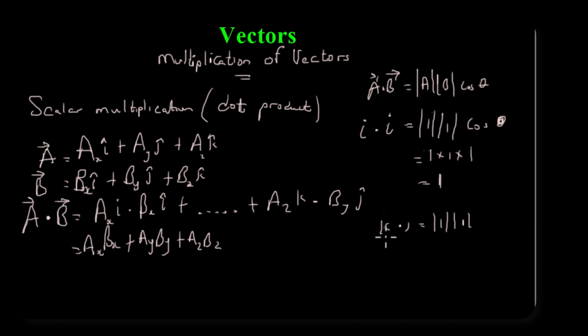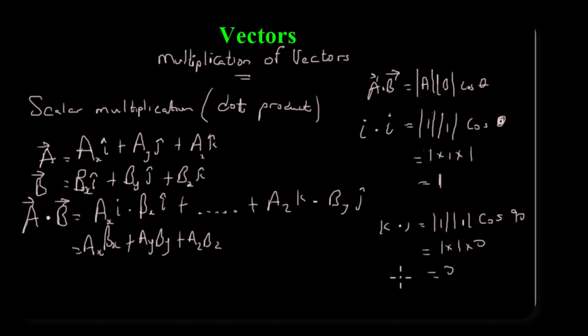Now, what is the angle between k and j? Remember we said i and j, the angle between them is 90, perpendicular. i and k, the angle between them is 90. k and j, the angle between them is 90, in our three-dimensional plane. So if the angle between k and j is 90, this will be cos of 90. Now if this is cos of 90, this is 1 times 1 times 0. So k dot j returns 0.